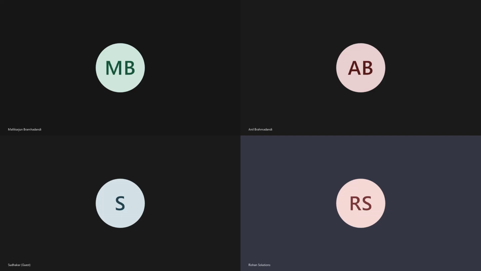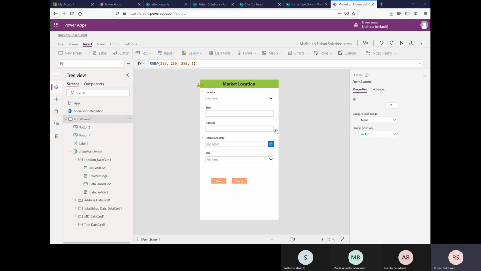We discussed how to add the data into SharePoint list using Power Apps. And today we are going to discuss a bit more into that, like how you can work with the columns and how you can work with the button controls here.